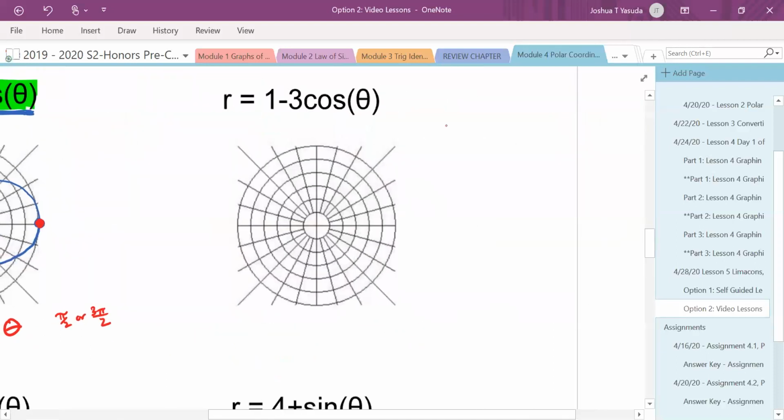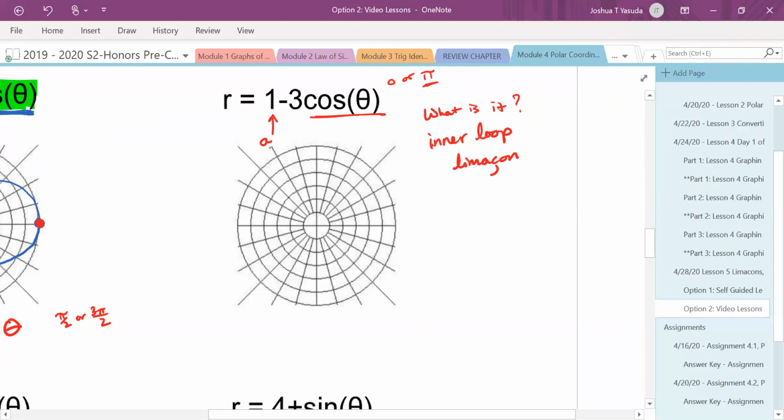Let's try this one. What is it? This is an inner loop limacon. And if it's cosine, that means it's going to go towards 0 or pi, the furthest. And for us, since it's minus, it's going to go out towards pi. Okay. I'm going to say this again.